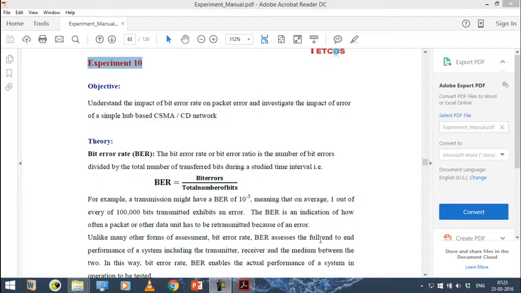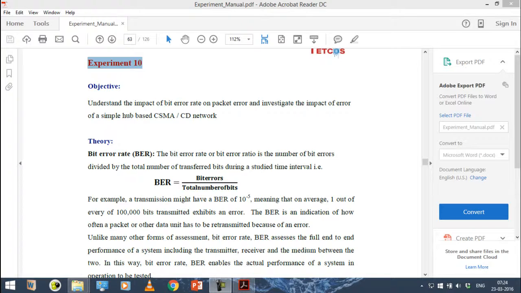So we are doing experiment 10. The main objective of this experiment is to understand the impact of bit error rate on packet error and investigate that impact of error on a simple basic CSMA/CD network.